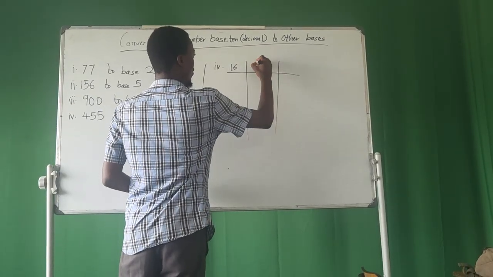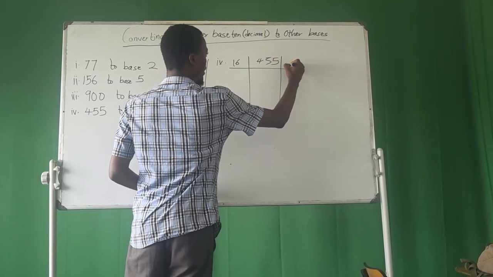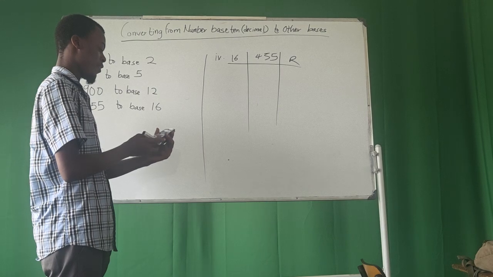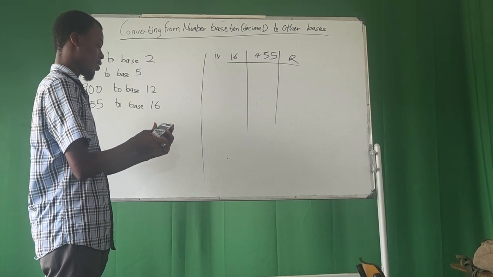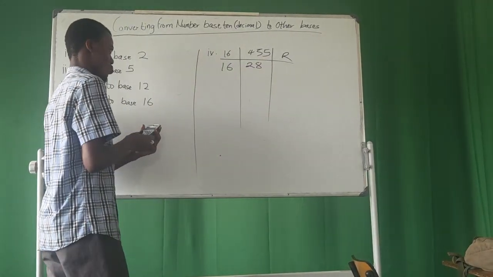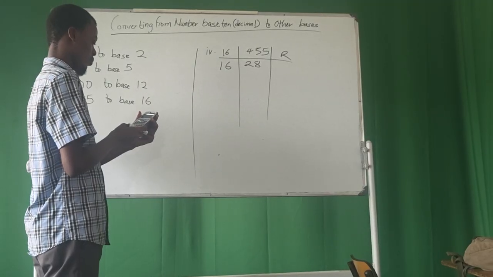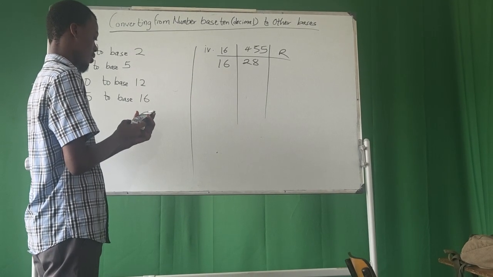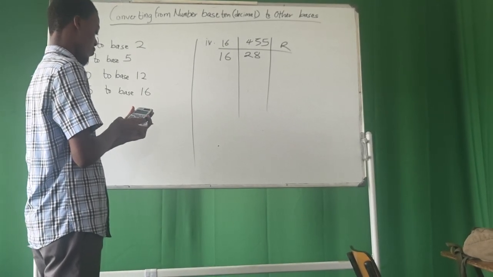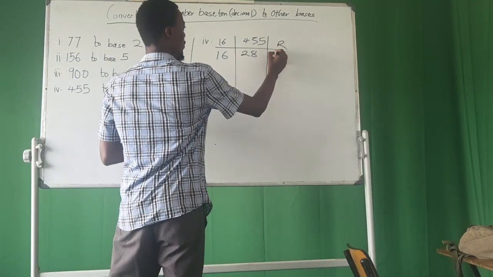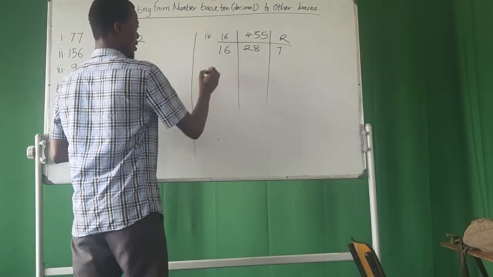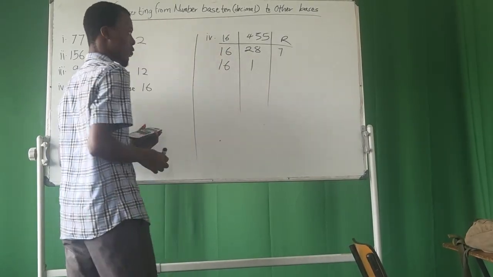16, 455, and the remainder. So first things first, 455 divided by 16 is 28. So 28 times 16 is 448. So 455 minus 448 is 7. So now, once again, 16 goes into 28 how many times? 1. 1 times 16 is 16.